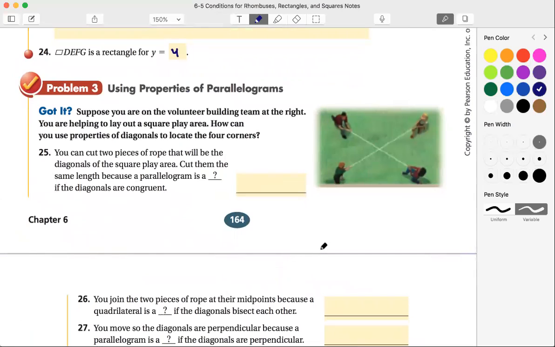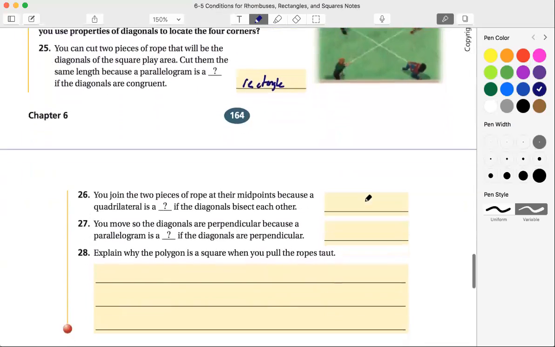All right, so suppose you are a volunteer building team at the right. You are helping to lay out a square play area. How can you use properties of diagonals to locate the 4 corners? So you can put 2 pieces of rope that will be diagonals of a square play area. Cut them to be the same length because a parallelogram is a rectangle if the diagonals are congruent.